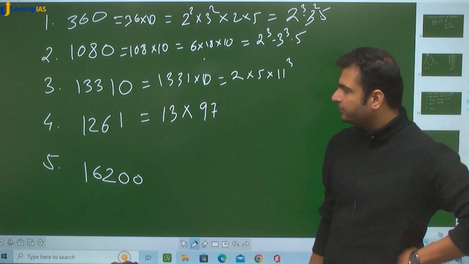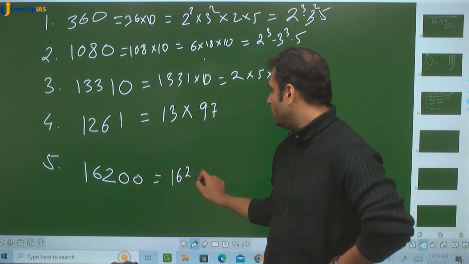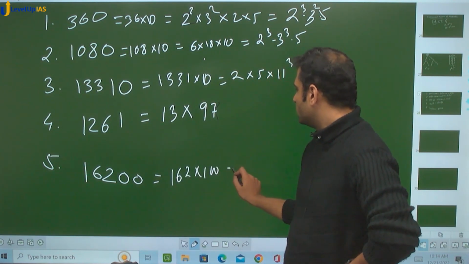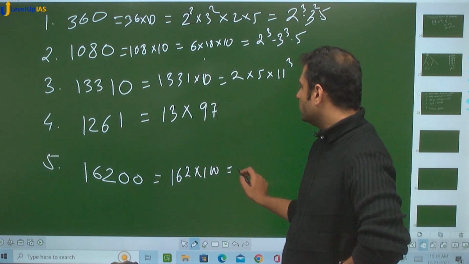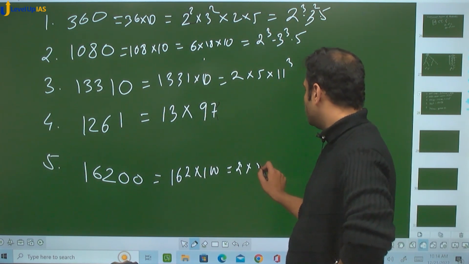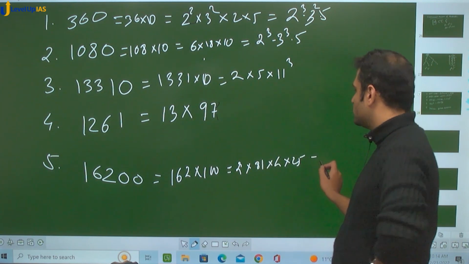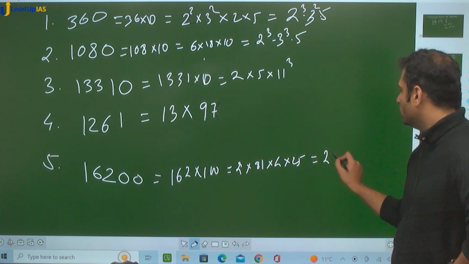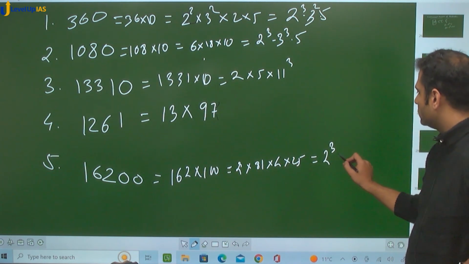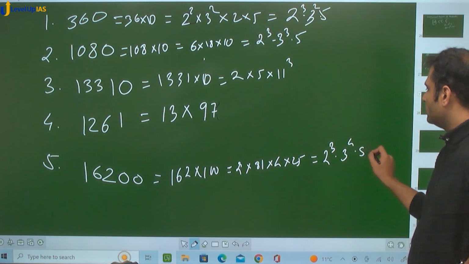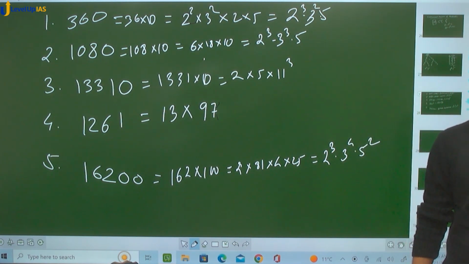दोनों प्राइम नंबर्स हैं. और ये 162 into 100 इक्वल टू, 162 क्या है? 81 into 2 है. 2 into 81 into ये है 4 into 25, which is 2 cube, 3 to the 4, 5 square. ठीक है.